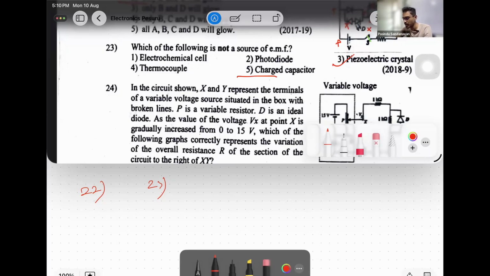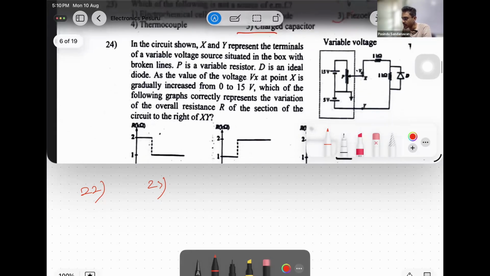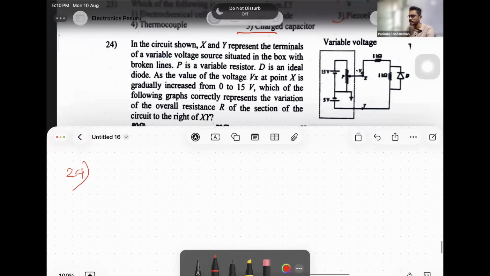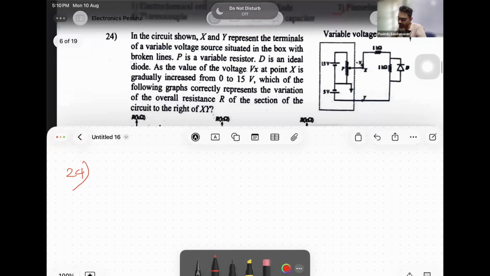If you are confused with the capacitor, the point is that capacitors don't have their own charges. That's an external charge. Okay, 24.